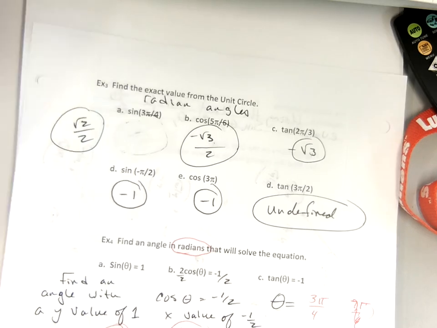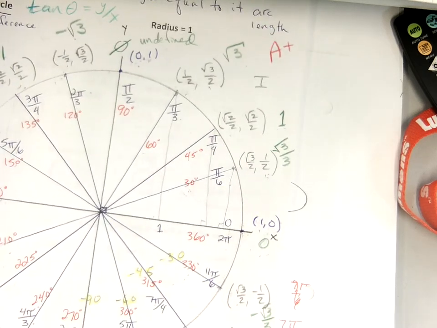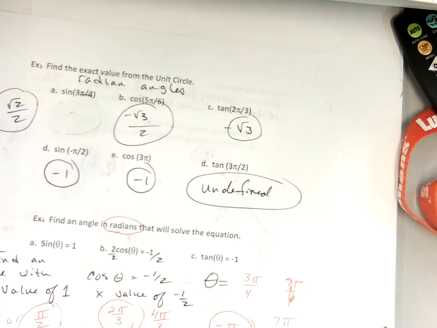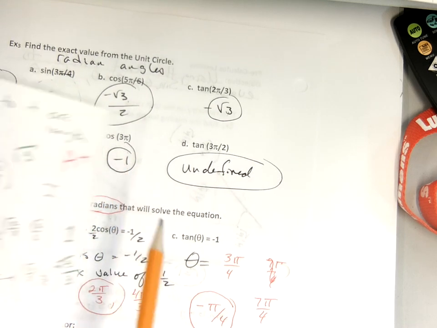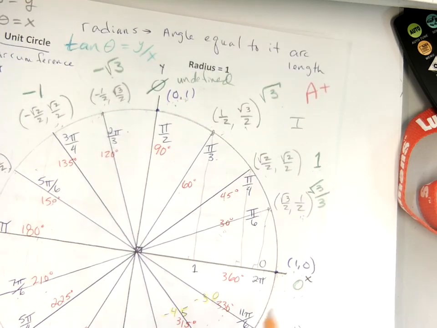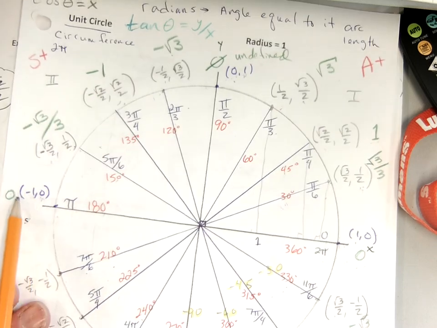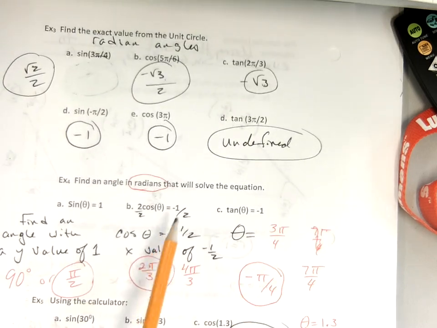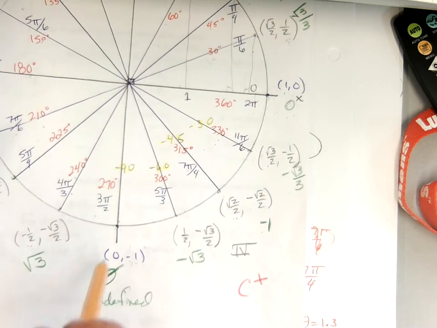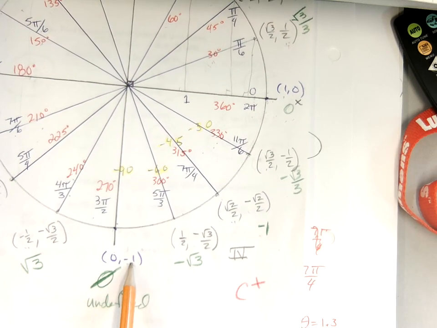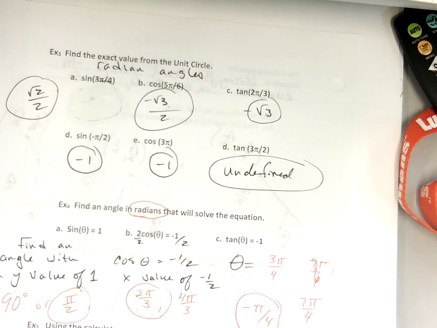Sine of negative pi halves. Negative pi halves is here. I want the sine, and the sine value is -1. And then, let's see, cosine of 3 pi, there's 1 pi, 2 pi, 3 pi. I want the cosine, which is the x value, just -1. I wanted tangent of 3 pi halves, which is here. Tangent is undefined because it's the y over the x, which is divided by 0. I can't do that. Okay, then finally, we're getting there.